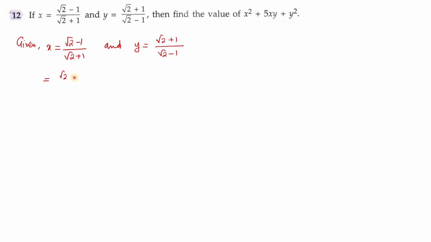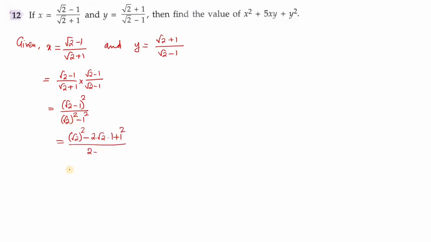So we have root 2 minus 1 divided by root 2 plus 1. We will multiply by root 2 minus 1. Now numerator is in the form of (a minus b) whole square. Denominator is (a plus b) into (a minus b), which is a square minus b square. So (a minus b) whole square is a square minus 2ab plus b square, whole divided by root 2 square, which is 2, minus 1. So root 2 square is 2, minus 2 root 2, plus 1, whole divided by 1. So basically this is equal to 3 minus 2 root 2.